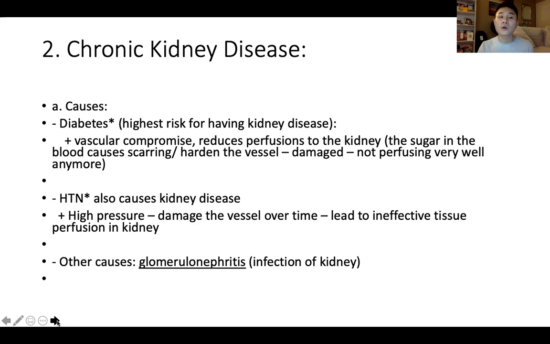Okay, so next is hypertension. HTN stands for hypertension. So hypertension also causes kidney disease. Because hypertension is high blood pressure, it will cause damage to the blood vessel over time as well. This will lead to ineffective tissue perfusion in the kidney and will ultimately cause chronic kidney disease. Other causes include glomerulonephritis. This is basically infection of the kidney.